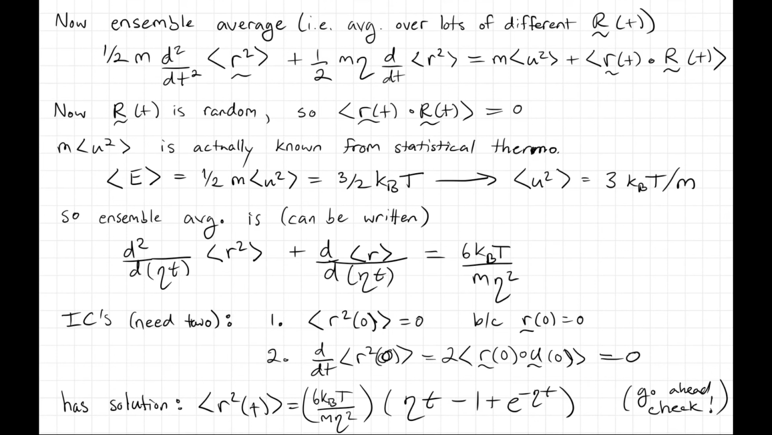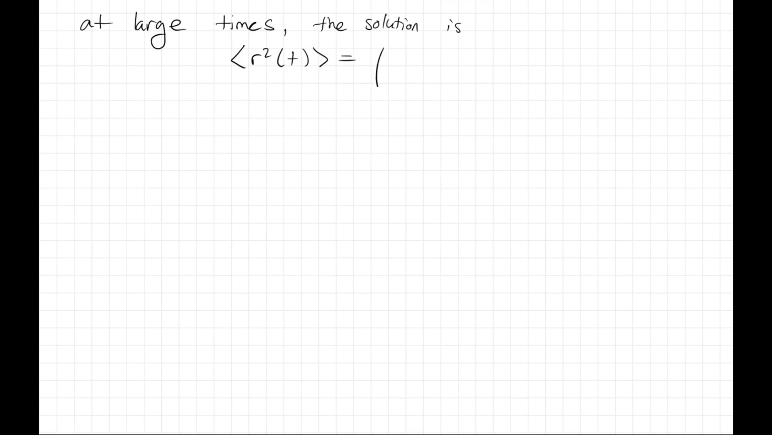So for eta times t much greater than 1, obviously only the first term of that solution blows up. The minus 1 is a constant term, which becomes insignificant for large time, and the exponential becomes exponentially small at large time, and so the solution just becomes 6 kBT over m times eta times the linear time portion. So that is the solution to the Brownian motion problem.